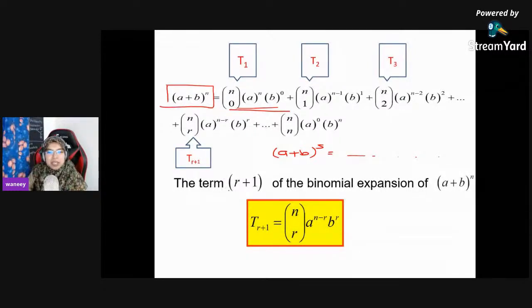But when I'm using the term r plus 1, that means I want to find a specific term. So for example, if let's say I have a plus b to the power of 5, I simply want to find out what is the coefficient of a cubed or a squared. So in that case, I'm going to use this formula when we want to find some specific term.